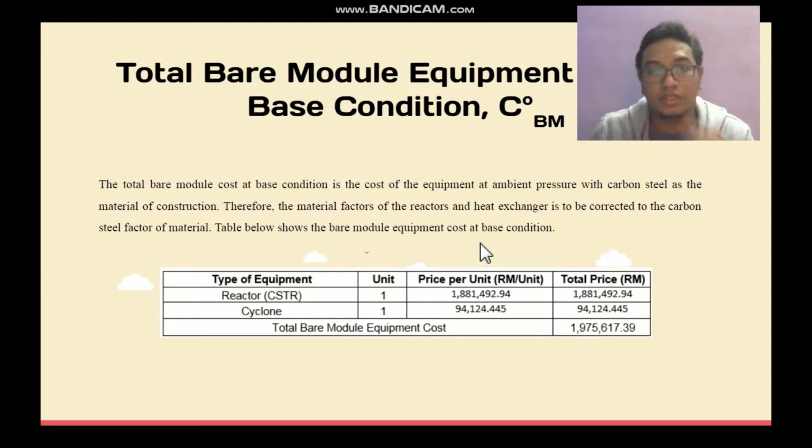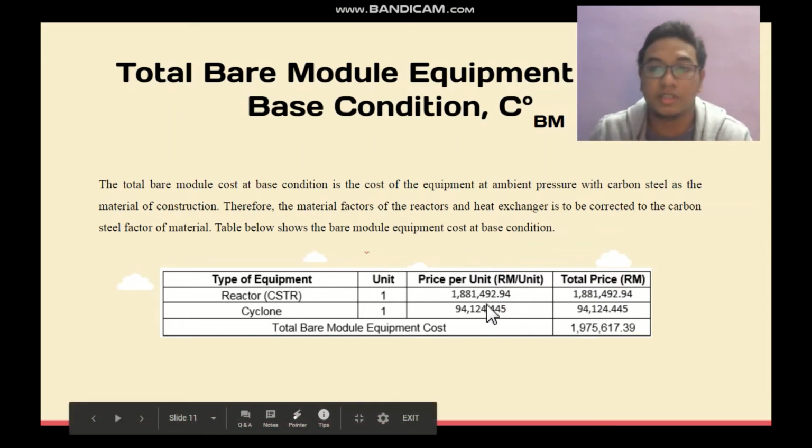Therefore, the material factors of the reactors and heat exchanger are to be corrected to the carbon steel factor of material. The table below shows the module equipment cost at base condition. We can see in the table that the total bare module equipment cost is around 1.9 million ringgit Malaysia.